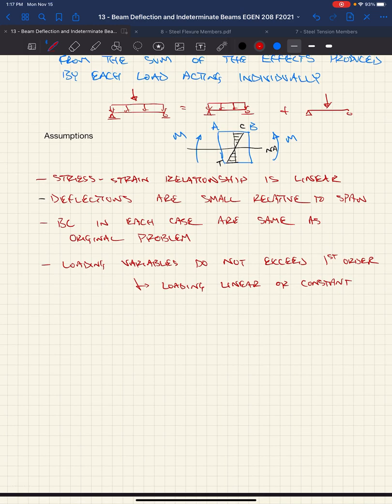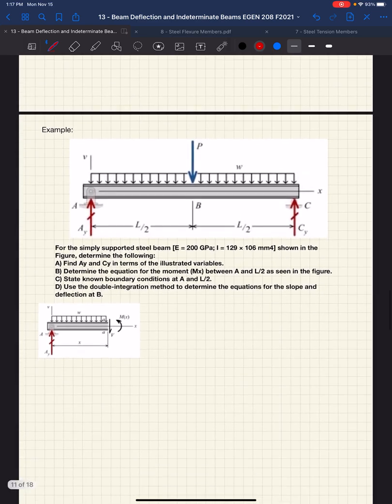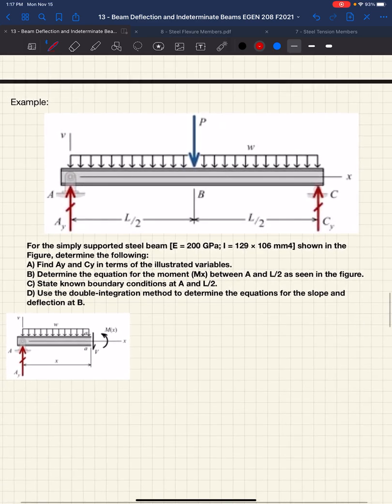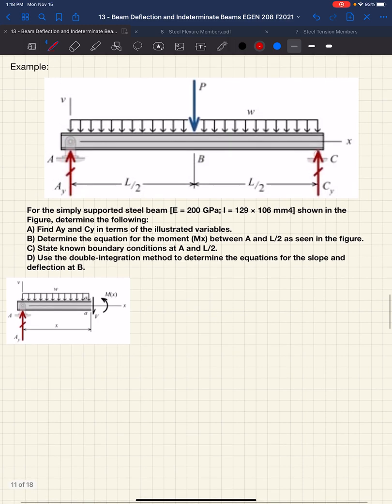All right, let's do an example. We have a steel beam, modulus of elasticity of 200 gigapascals, moment of inertia of 129 times 10 to the 6th millimeters to the 4th. That means a whole lot to everyone out there, I know. Right, pretty decent sized beam. It's shown in the figure, and they want us to determine the following.